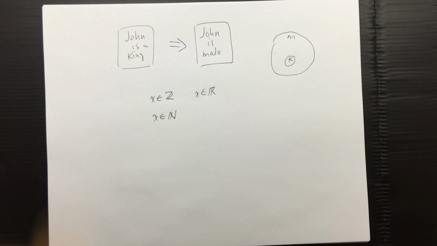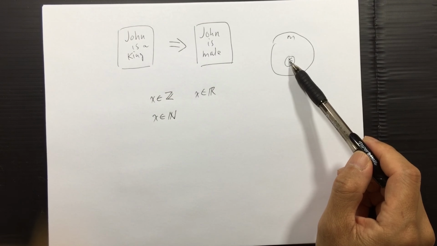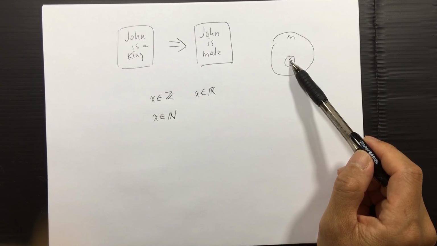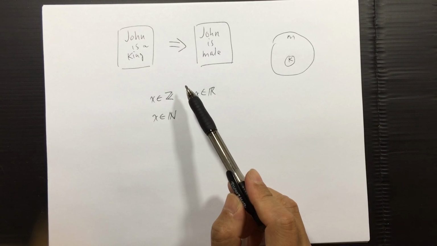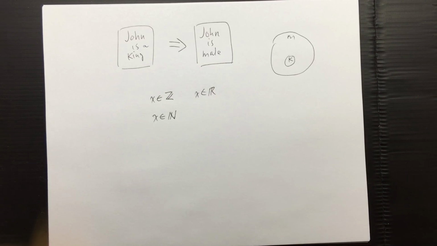You see, when you know it's in set A, you know this thing is in set B. You know there's an element, John, right? John is in the king set. Then you know John is part of the male set. That makes sense? Okay. So this is the sufficient and this is necessary.